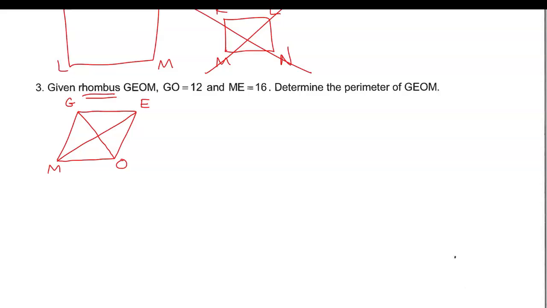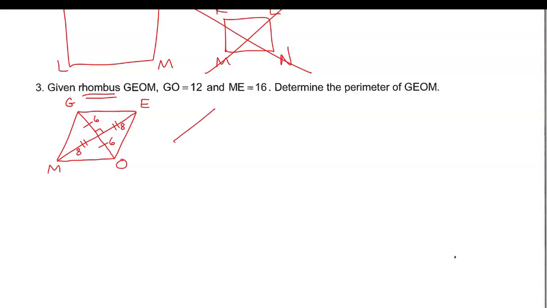The diagonals of a rhombus are perpendicular bisectors of each other. I want you to draw the perpendicular mark here, and then bisect GO, so give me one tick mark on either side, then bisect ME, so give me a different set of tick marks on either side. The diagonals are perpendicular bisectors of each other. If GO is 12, that means half of it is 6, so half and half, 6 and 6. ME is 16, so this is 8, and the other half of it is 8.